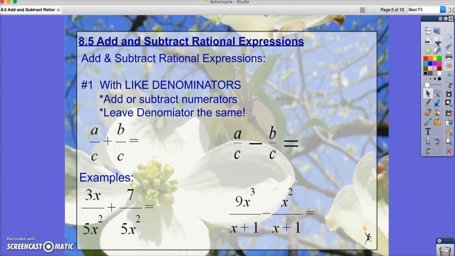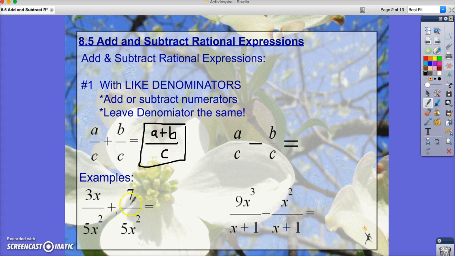So let's take a look at this here. Number one, with like denominators, you want to add or subtract numerators, but leave the denominator the same. All right, so here's what that means. Let's look at this one. A over C plus B over C. So we add the numerators, A plus B. And it says leave the denominator the same, so it's over C. And that's it.